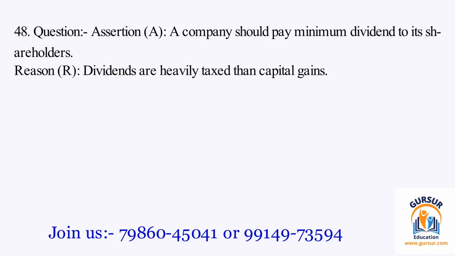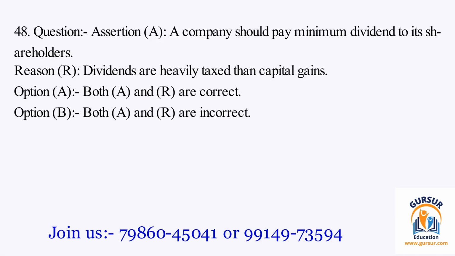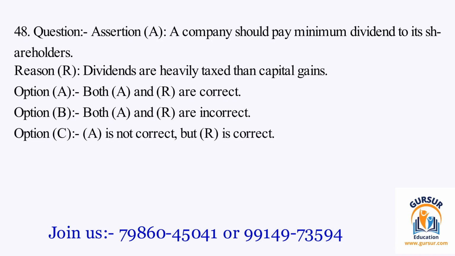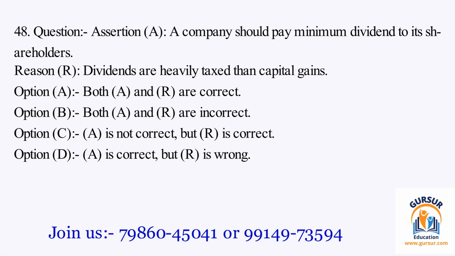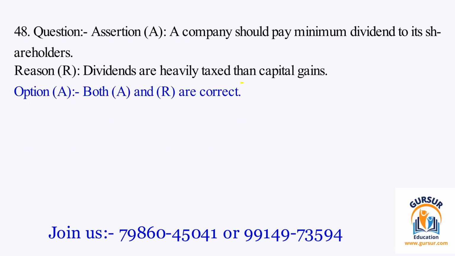Question number 48. Assertion A: A company should pay minimum dividend to its shareholders. Reason R: Dividends are more heavily taxed than capital gains. The option A is both A and R are correct. The option B is both A and R are incorrect. The option C is A is not correct, but R is correct. The option D is A is correct, but R is wrong. The right answer of the question is option A, and that is both A and R are correct.